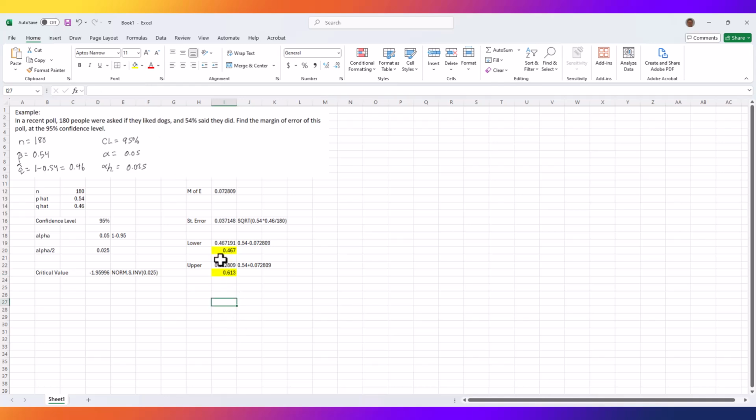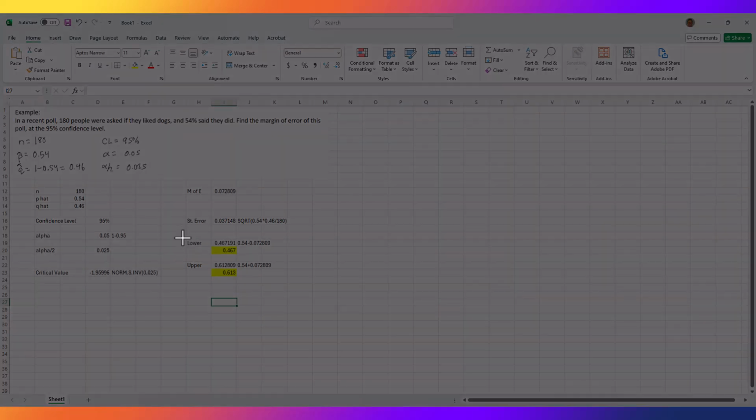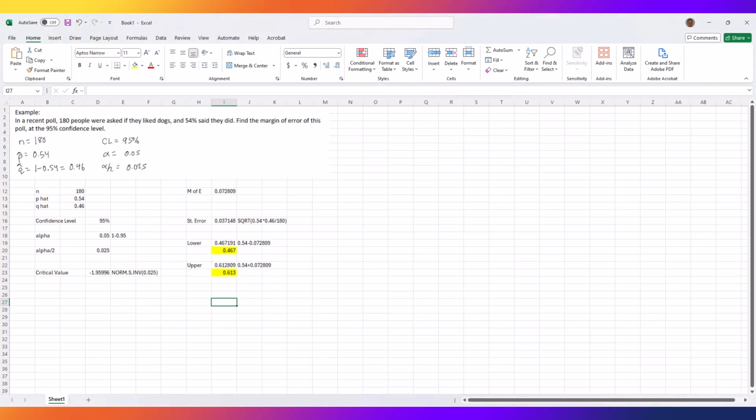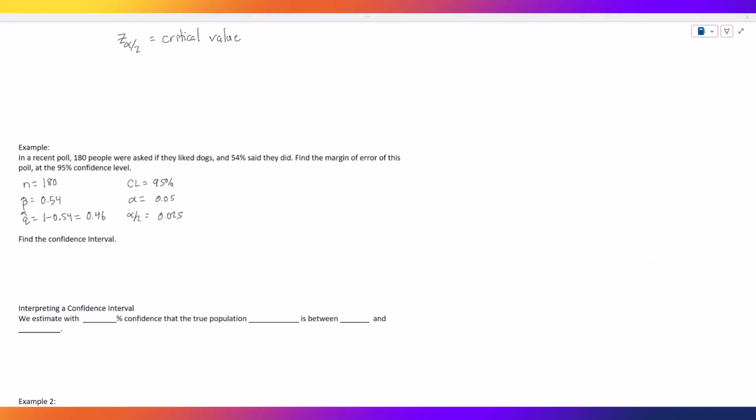So these are a lot of the numbers that I show here. I'm going to take a little snip of this and then jump back into OneNote and paste this in here. There we go. So that gives us a confidence interval.